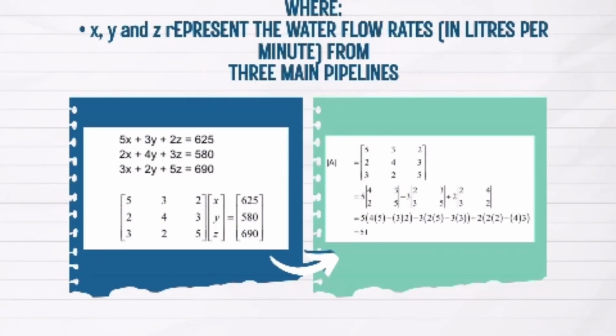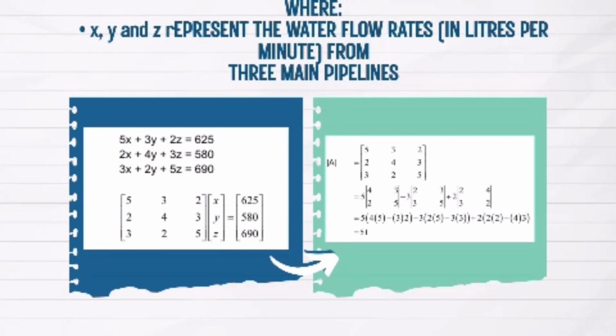So here will be the first step, where x, y and z will represent the water flow rates in liters per minute from the 3 main pipelines. For the first step, from the equations given, which are 5x plus 3y plus 2z equals 625, 2x plus 2y plus 3z equals 580, and 3x plus 2y plus 5z equals 690, you need to separate them into the numbers, the letters, and the answers.